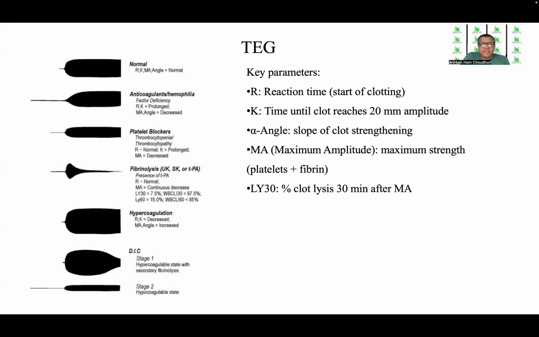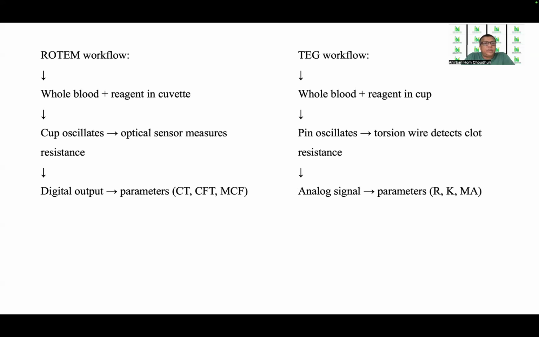And lysis at 30 minutes is the percentage of clot lysis 30 minutes after the maximum amplitude. So that can help us to know about hyperfibrinolysis or such. So both are essentially similar, but if you look into the ROTEM workflow, you will find that the whole blood is the Ra plus reagent in a cuvette.